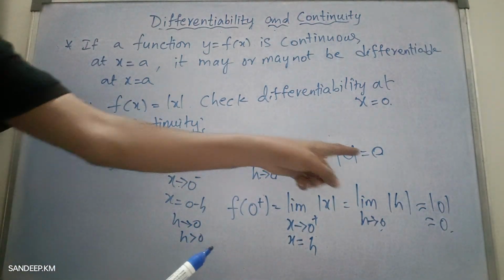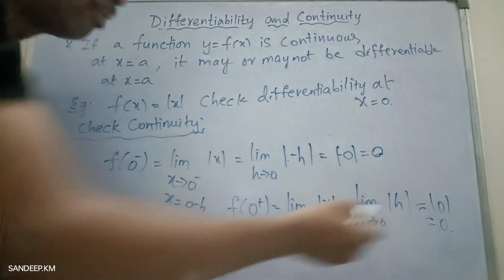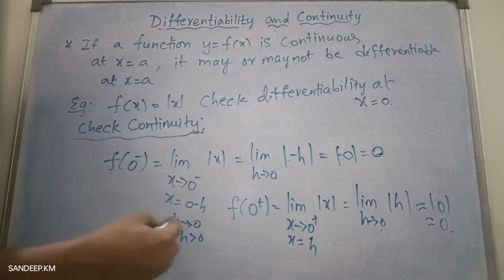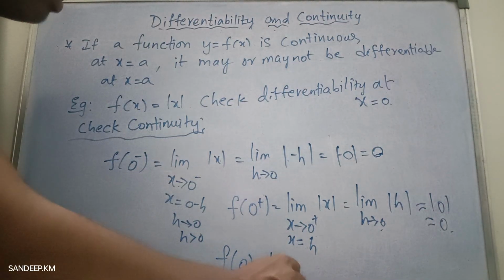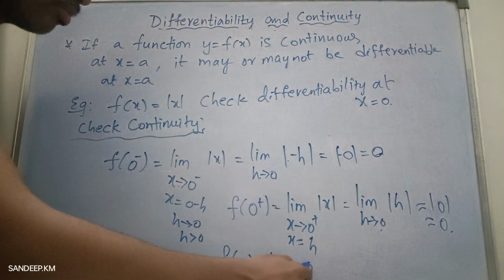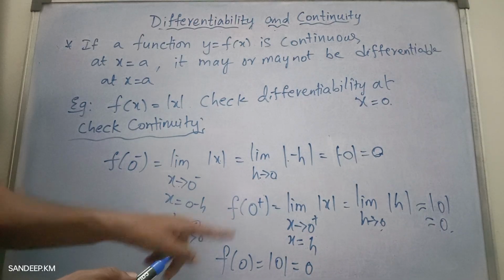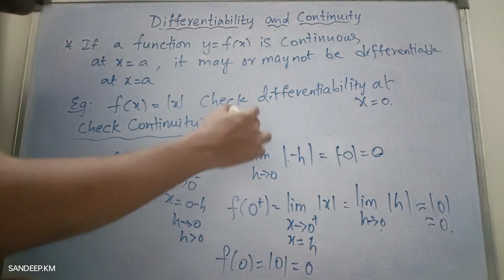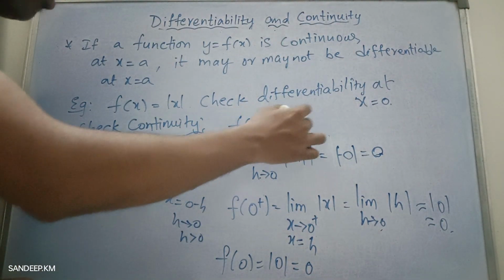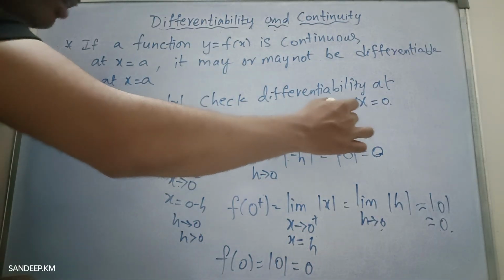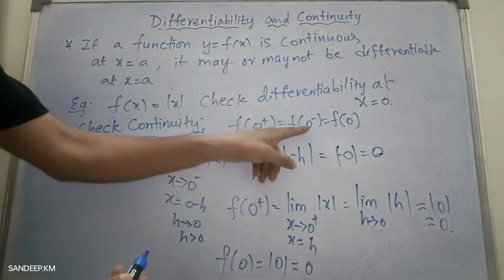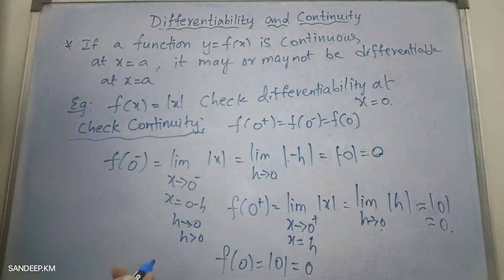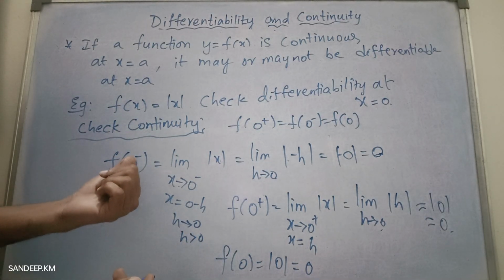So the left hand limit is 0, the right hand limit is 0, but that is not enough. We should also see what is the value of the function. F of 0 is what? Mod 0, which is equal to 0. Observe, all three are equal to 0. Correct or not? So in this case we got f of 0 plus is equal to f of 0 minus, which is equal to f of 0. The left hand limit at x is equal to 0 is same as right hand limit, which is same as the value of the function. So therefore we can conclude that the function is continuous at x is equal to 0.